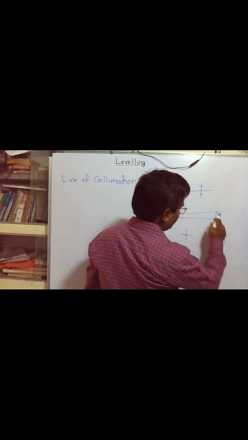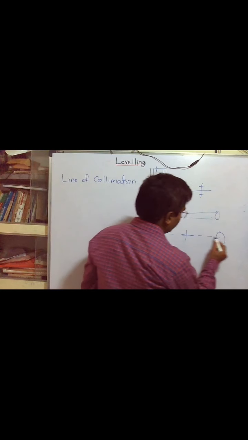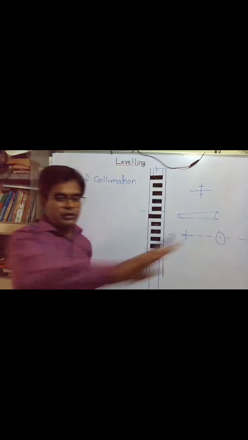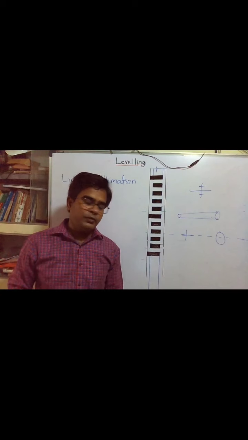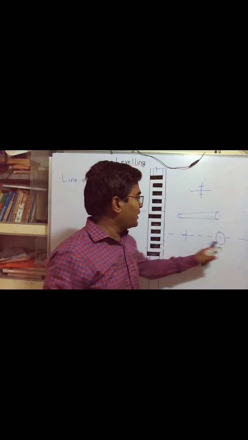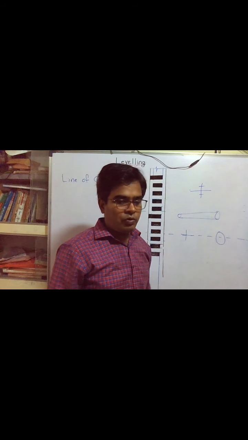This is your object glass. There is the optical center of the object glass. The line passing through these 2 points is called line of collimation. It is an imaginary line. Okay, the imaginary line passing through the intersection of crosshairs and diaphragm and the optical center of the object glass is called line of collimation.